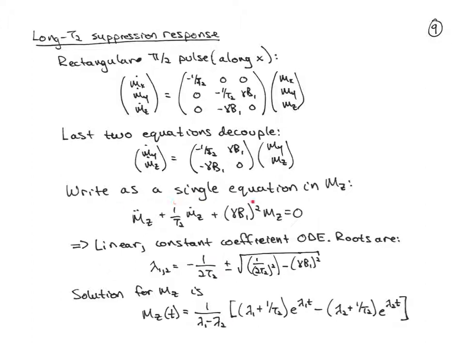And we'll write these as a single equation in MZ. So you can solve these out, you can substitute out for Y and get a single equation in MZ. This corresponds then to a linear, constant coefficient ordinary differential equation whose roots are given by this expression. And then we can subsequently solve this to get an expression for MZ during the pulse.